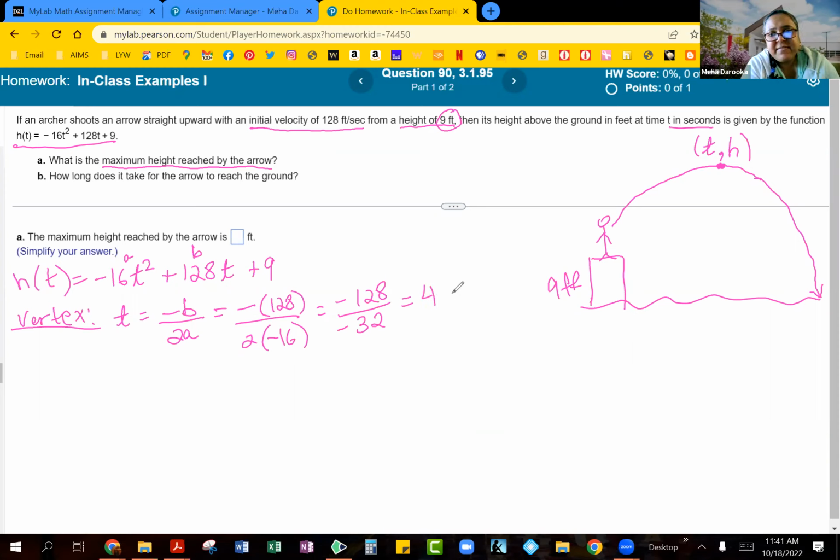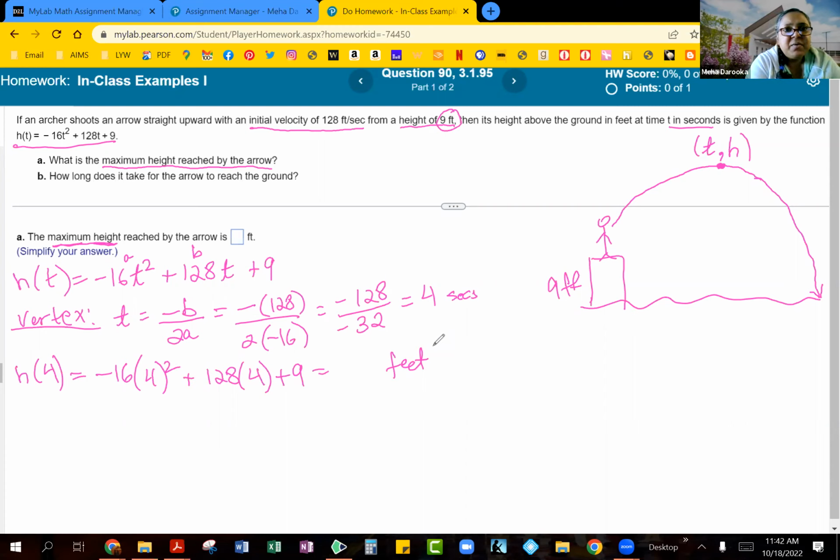Now remember, this is the t value. It's telling us it's going to take our arrow 4 seconds to get to the maximum height, but they are asking what the maximum height reached is. So you take that 4 and put it back into the equation. This will now be h of 4: negative 16 times 4 squared plus 128 times 4 plus 9. This will give us our maximum height, which will be in feet. Let me see what you come up with for the feet.